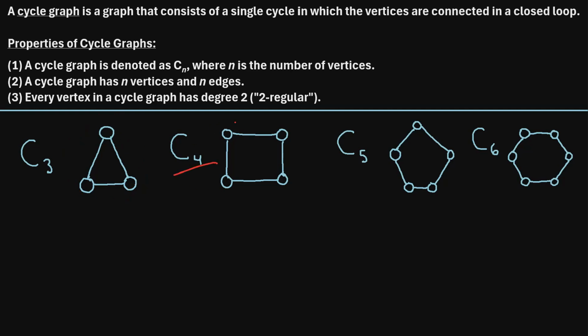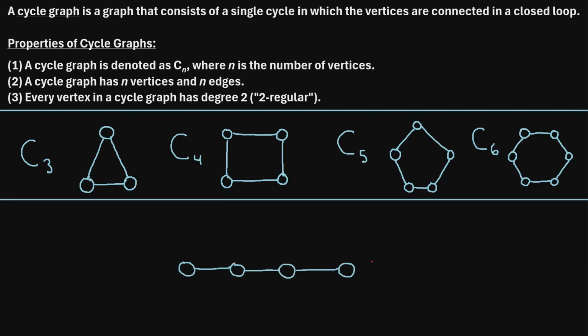Now, here's an example of a cycle graph with 4 vertices, and again, we can verify that it has 4 vertices and the same number of edges. So 1, 2, 3, 4 edges. And you can also verify that each vertex in the graph has a degree of 2, or in other words, 2 edges that are incident to it. And here's an example of a cycle graph with 5 vertices, and yet another example of a cycle graph with 6 vertices.